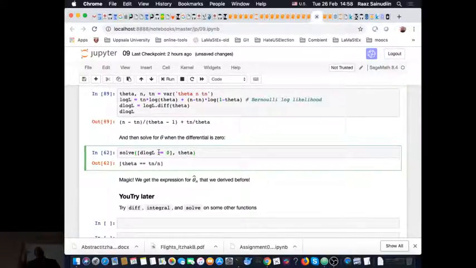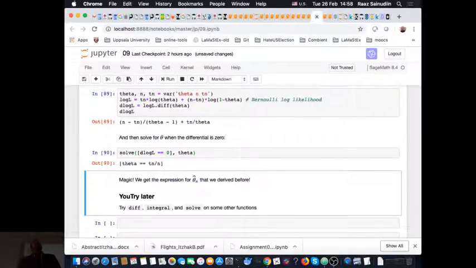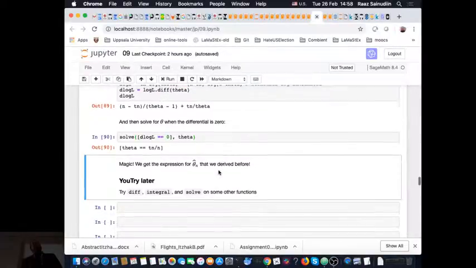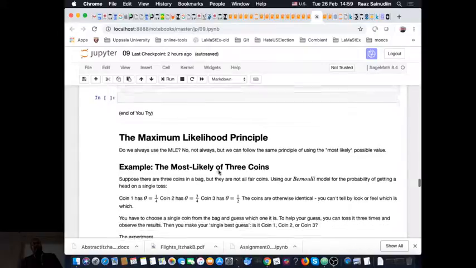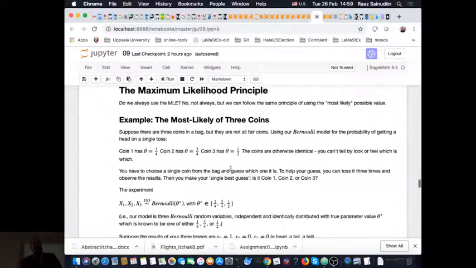Solve this expression equal to 0 in terms of theta, right? We just did this by hand before. So now you have the answer. It says that there is only one solution, and it's at theta equals Tn over n. That's our sample mean. So you can play around. This is good. It'll pay off in your other math courses.